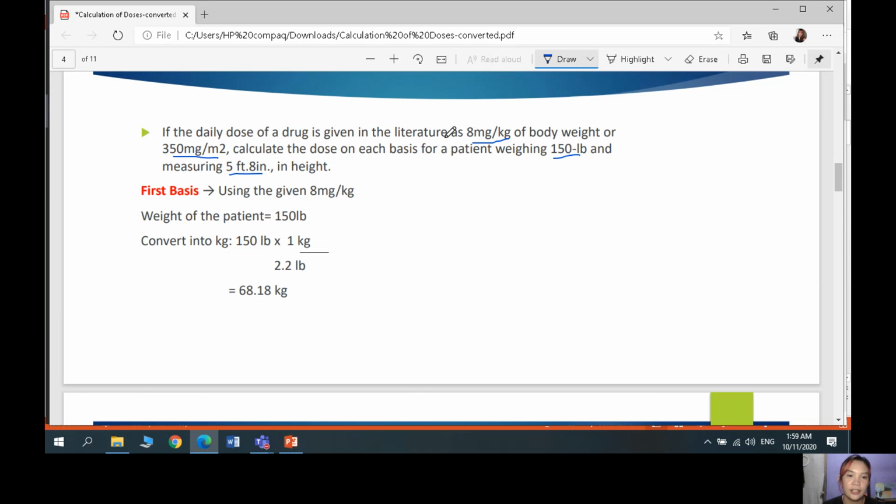The first one here, using the given 8 mg per kilogram. So the given here is the weight of the patient, which is 150 pounds. Since the dose here is in kilogram, we need to convert 150 pounds into kilogram. So 150 pounds times 1 kilogram over 2.2 pounds is equal to 68.18 kilograms.